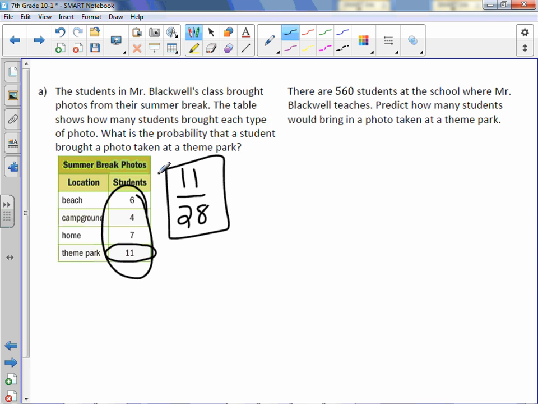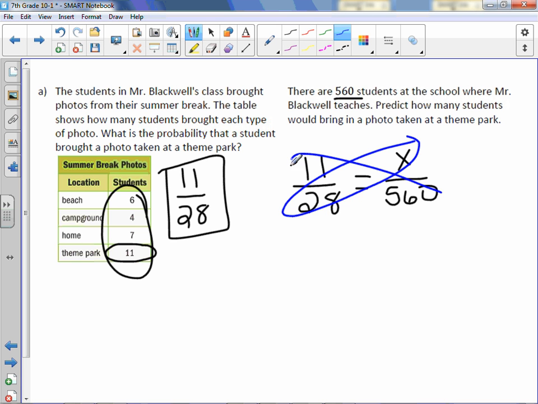There are 560 students at the school where Mr. Blackwell teaches. Predict how many students would bring a photo taken at a theme park. So to make a prediction, we're going to take our probability and set up a proportion. Now, 11 is our favorable outcome, what we want to happen, in this case theme park. 28 is the total. So 560, which is also a total, will also go in the denominator, which leaves a variable for the numerator.